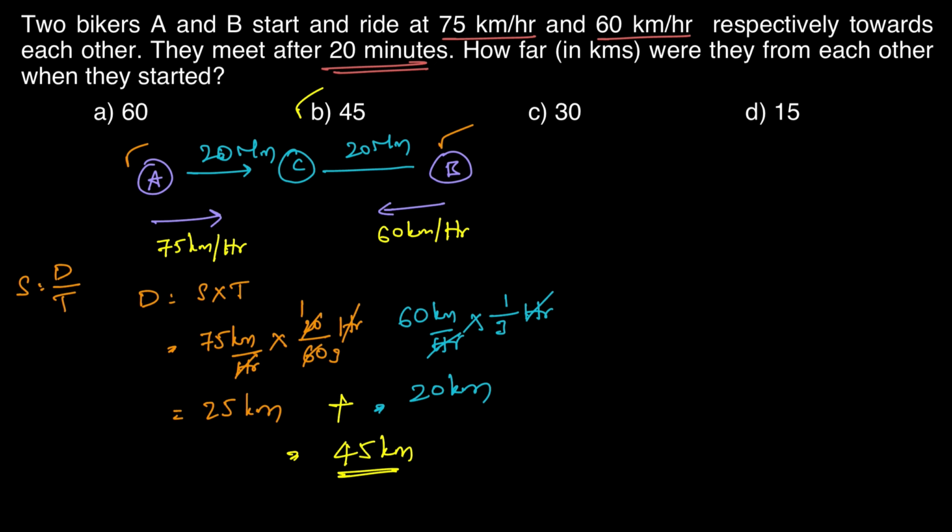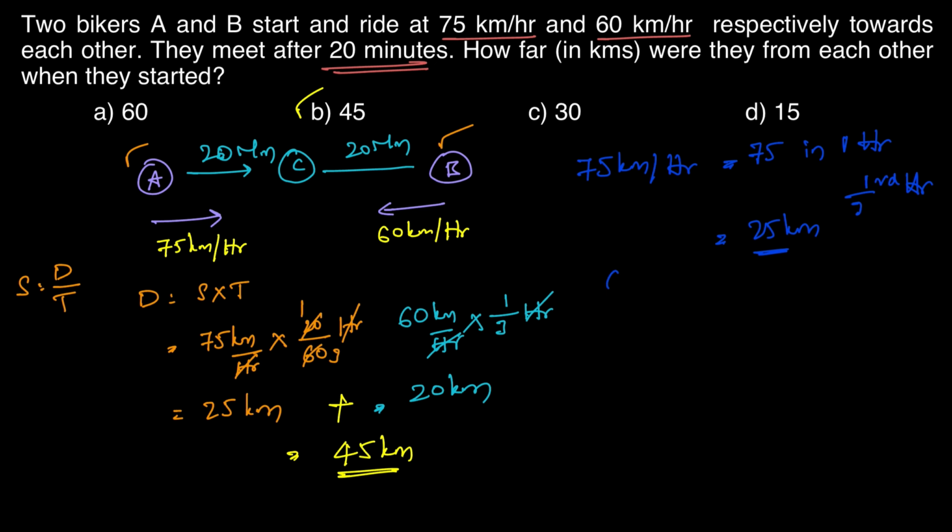What is speed? Speed is nothing but distance covered in the given time. So speed is 75 kilometers per hour, which means 75 kilometers is the distance covered in 1 hour. We want the distance covered in 20 minutes. 20 minutes is nothing but 1 by 3rd hour. So 1/3 hour means 25 kilometers.